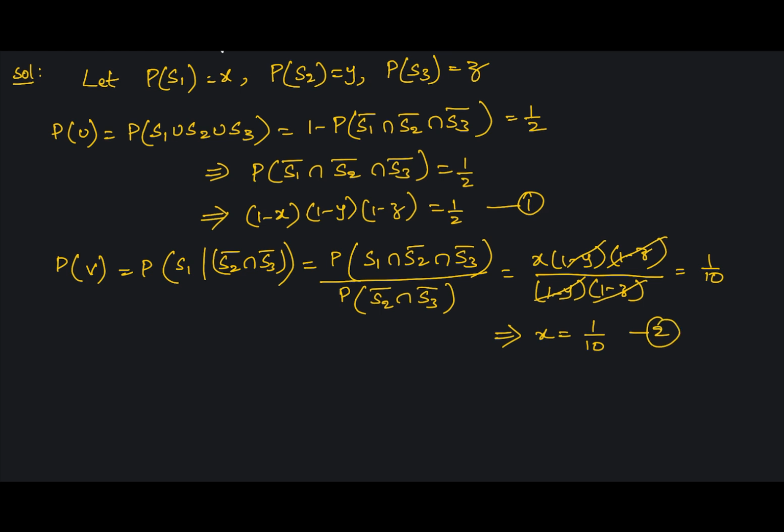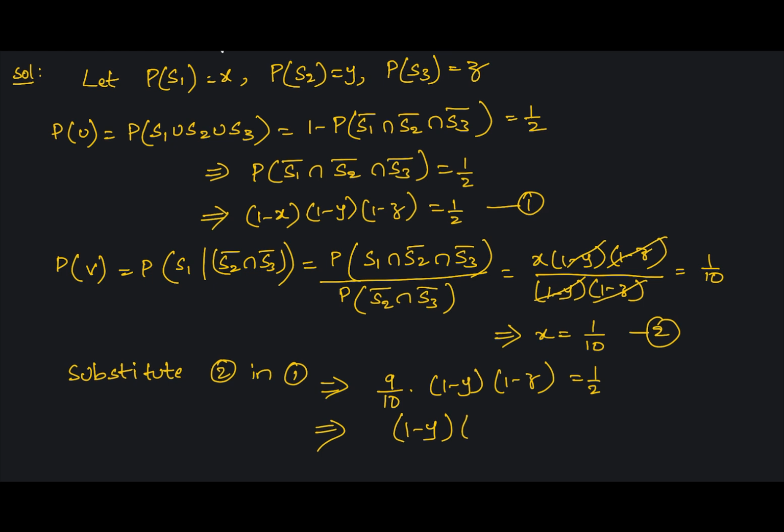Now we substitute equation number 2 in equation number 1. And we get 9 by 10 multiplied by 1 minus y into 1 minus z equal to half. From this we get that 1 minus y multiplied by 1 minus z equal to 5 by 9. And we name it equation number 3.